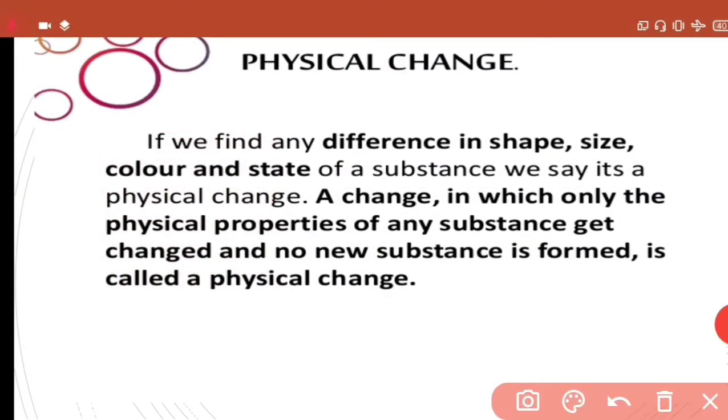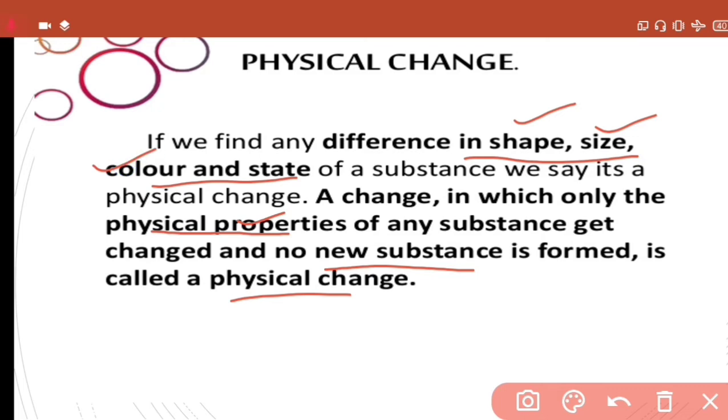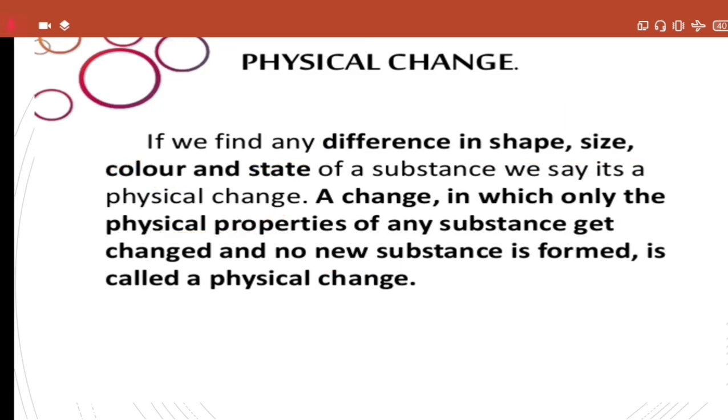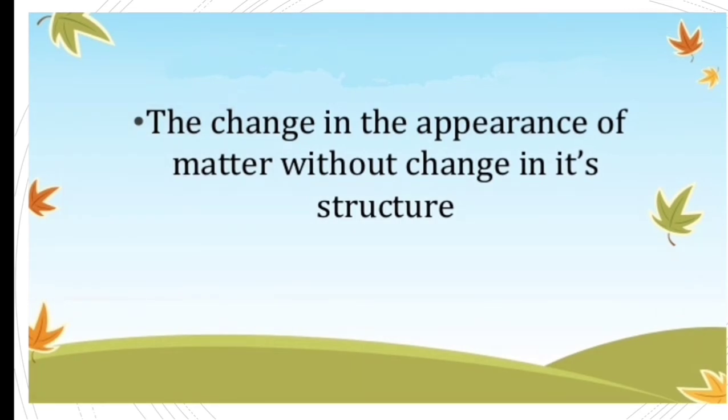If we find any difference in shape, size, color and state of a substance, we can say it's a physical change. A change in which only the physical properties of any substance get changed and no new substance is formed is called a physical change. The physical properties include the change in shape, size, color and state. If there is a change in the appearance of matter only, without a change in its structure, then it's a physical change.